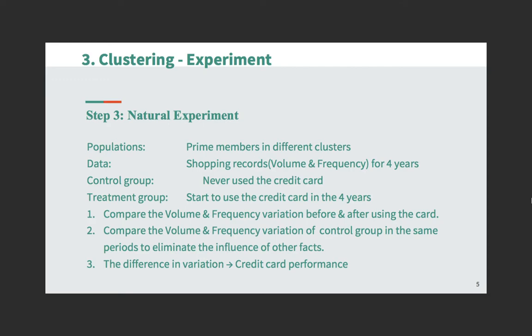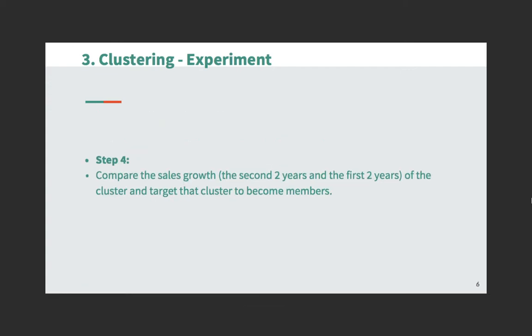Since the sample size is relatively big, we assume that the whole sample follows a normal distribution. Then we're going to use t-tests. Several t-tests will be conducted to figure out the volume and frequency variation of treatment group members before and after they use the card. The comparison of the volume and frequency of the control group during the same periods will also be conducted to eliminate the influence of other factors. Therefore, we can point out the credit card performance. Last step, we're going to compare the sales growth, for example, the second 2 years and the first 2 years, of the cluster and the targeted cluster to become members.